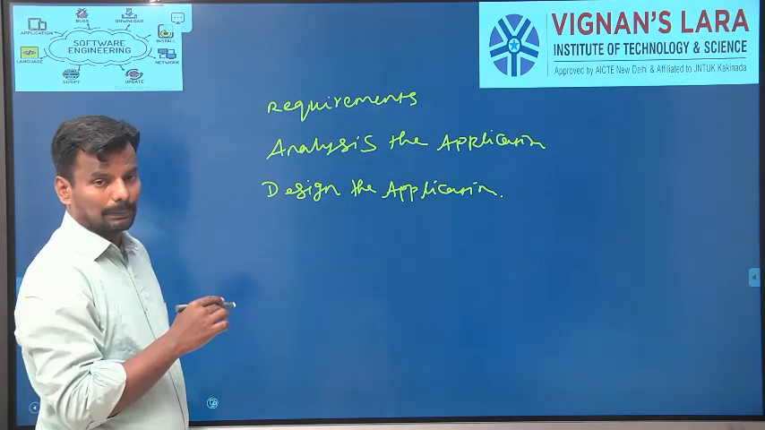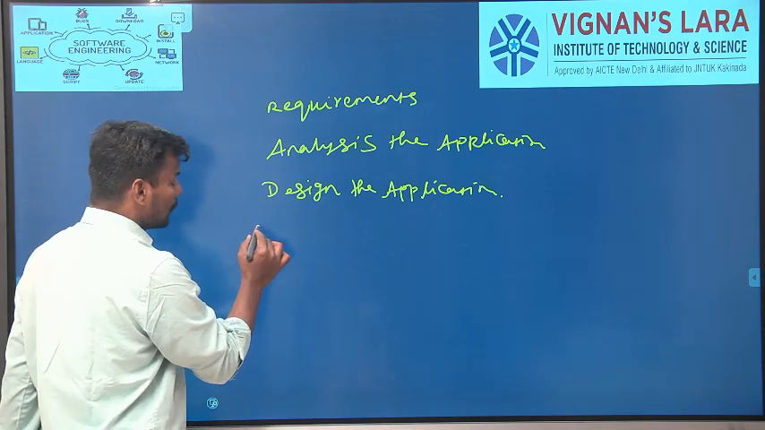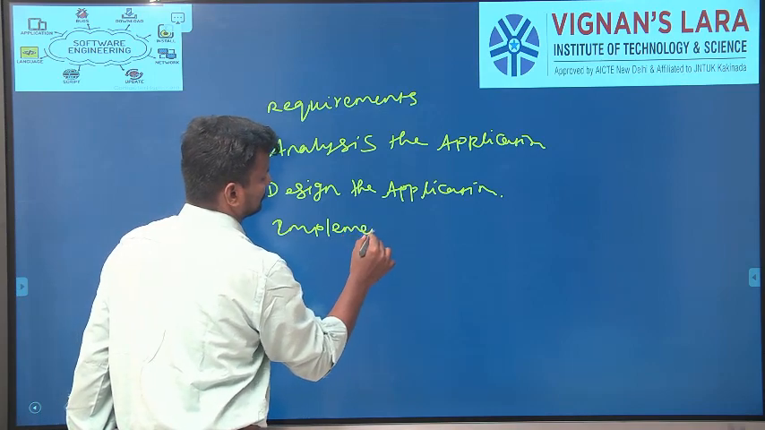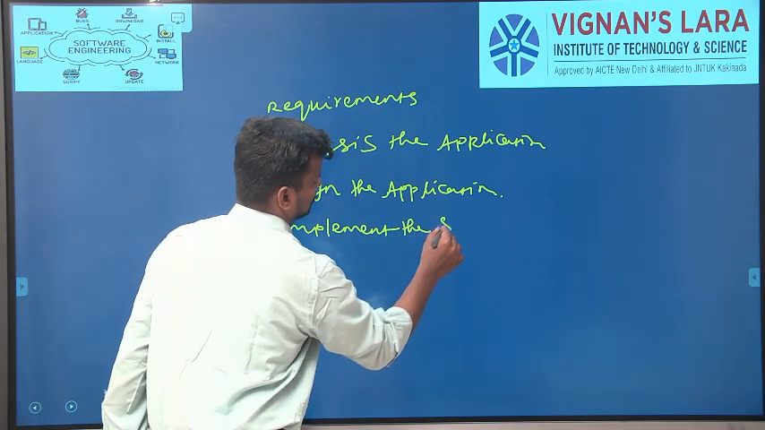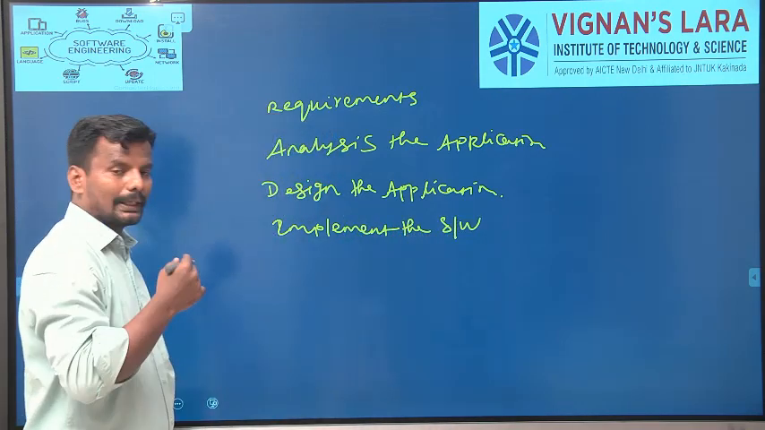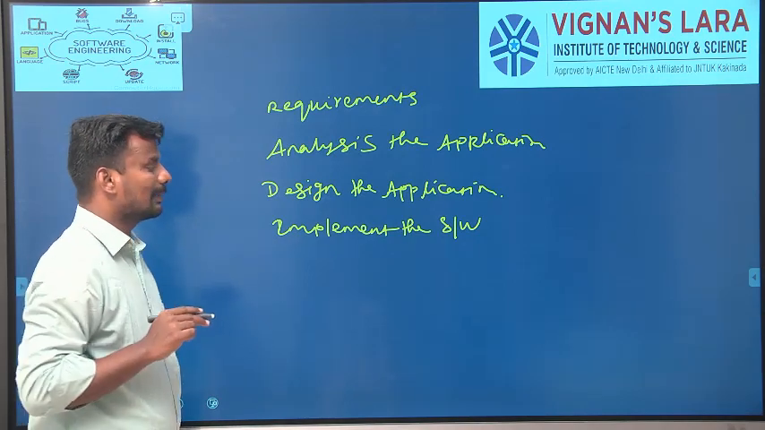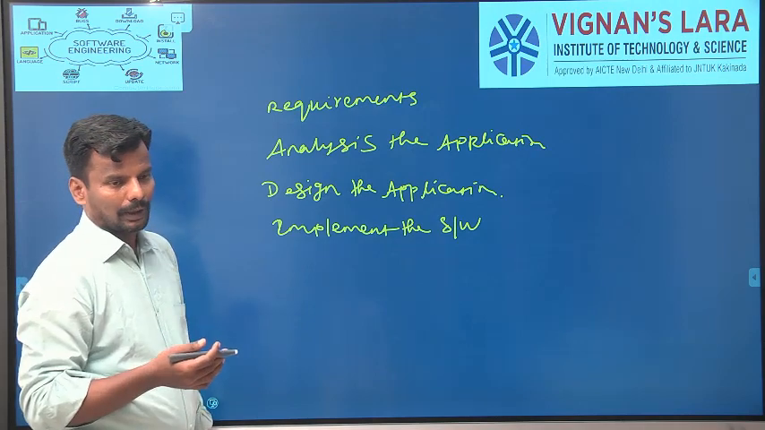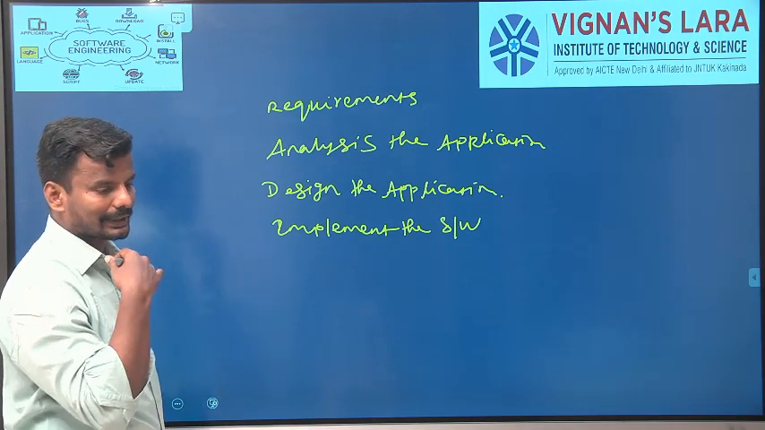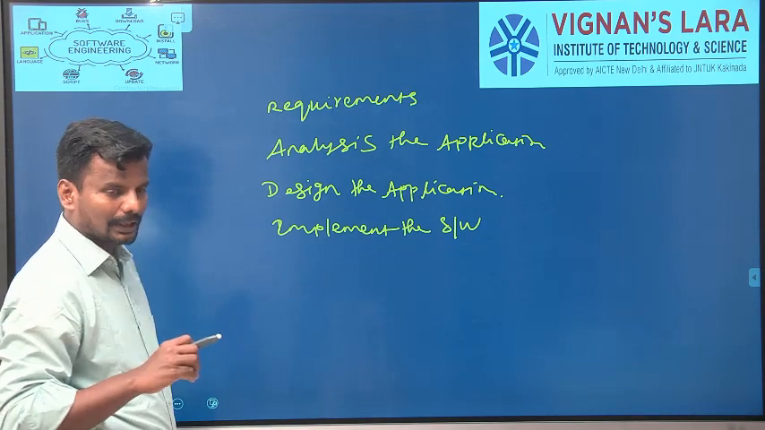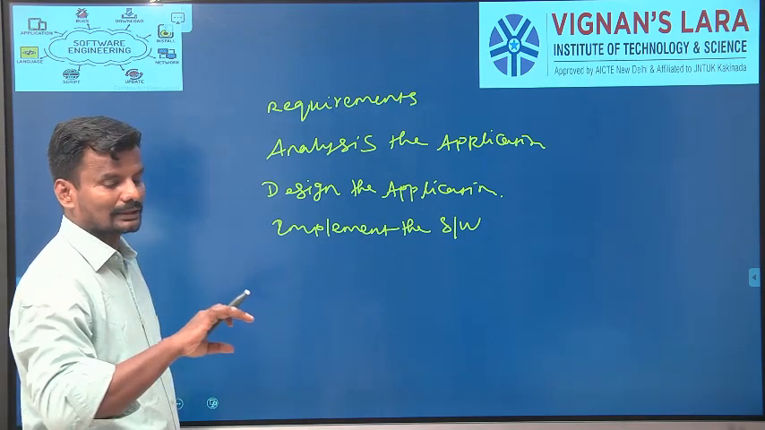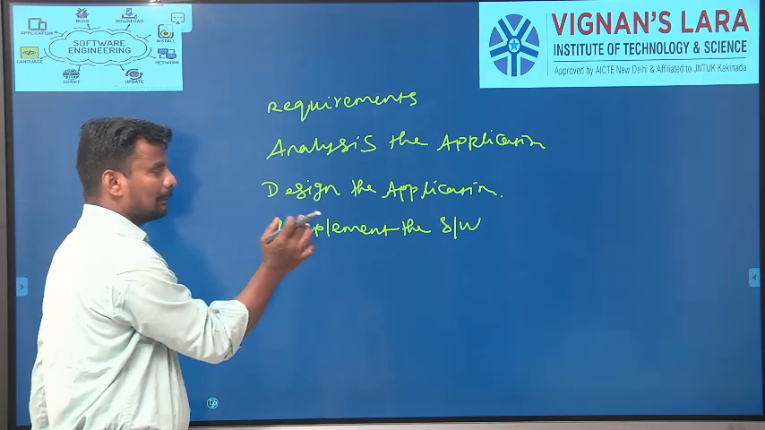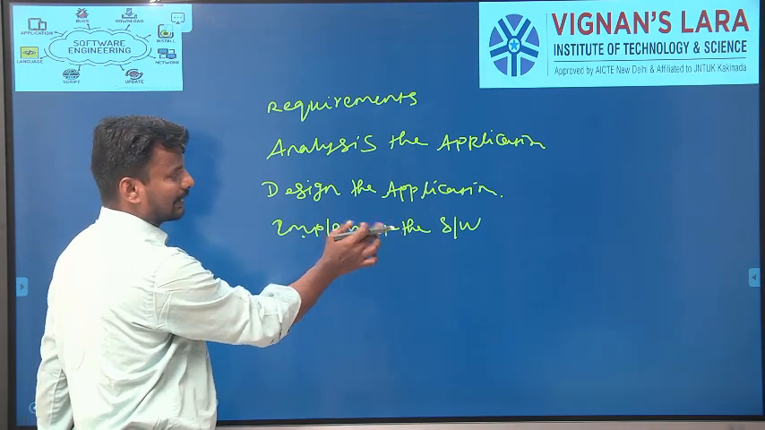After designing the application, next we have to implement the software. In the implementation, we have to write the code. After implementing the coding part, we test the application. After completing the testing process, we install the software onto the servers. That is the process done in implementing the software.